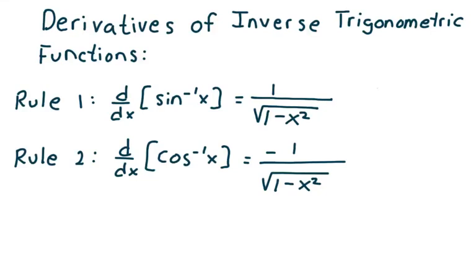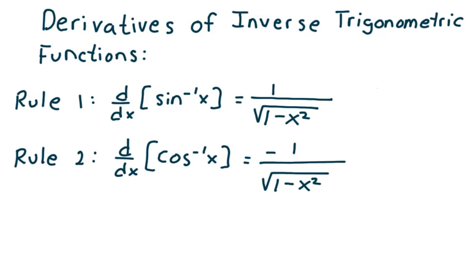In this video, we are going to look at derivatives of inverse trigonometric functions. But before we do, we need to look at some rules. Rule 1. The derivative of inverse sine of x with respect to x is 1 over the square root of 1 minus x squared.